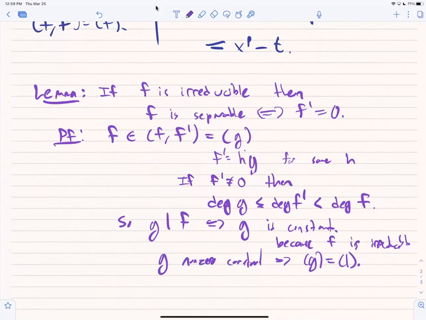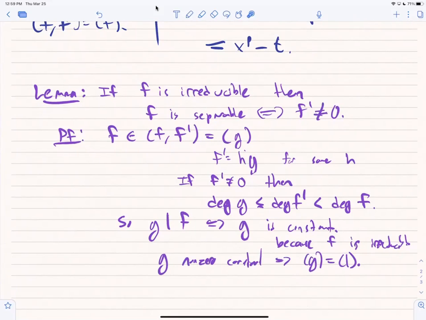And conversely, if F prime, sorry, this is supposed to say F prime is not equal to 0. So the statement is supposed to say that F is separable if and only if the derivative is non-zero. So we prove that if the derivative is non-zero, then F is separable. And the other direction is basically running the same argument backwards.